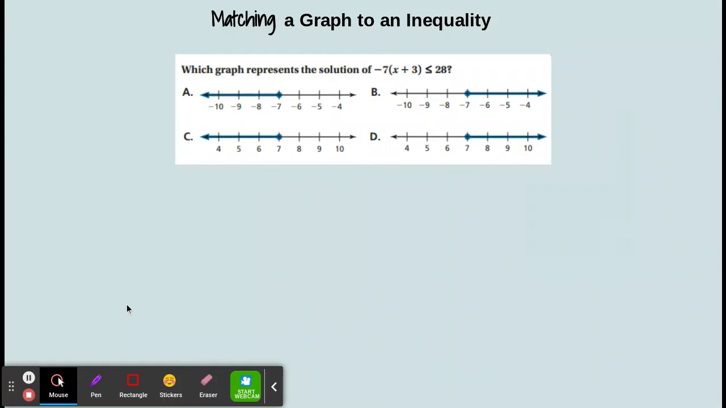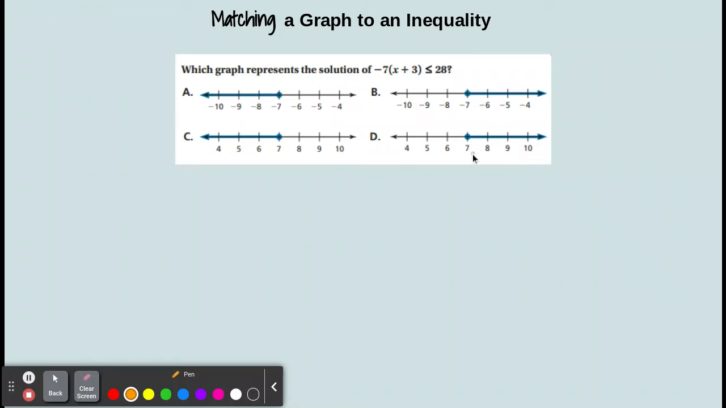All right. Now we're going to try to match a graph to an inequality. And here, sometimes you'll see these types of problems. So here we have an inequality: negative 7 times parentheses x plus 3 is less than or equal to 28. Okay, so one of these graphs here represents the solution to this.